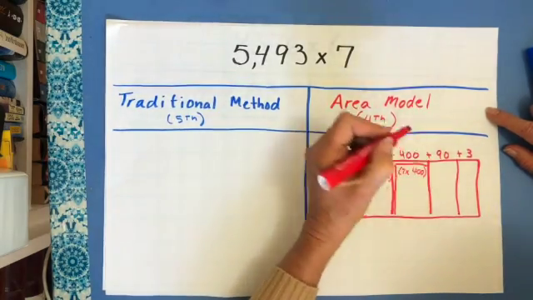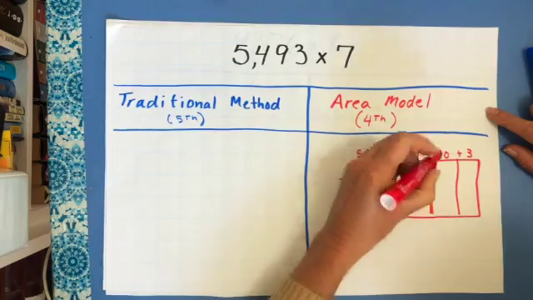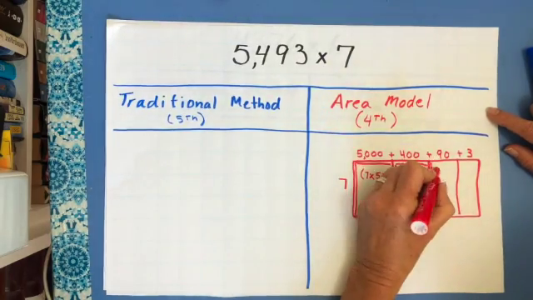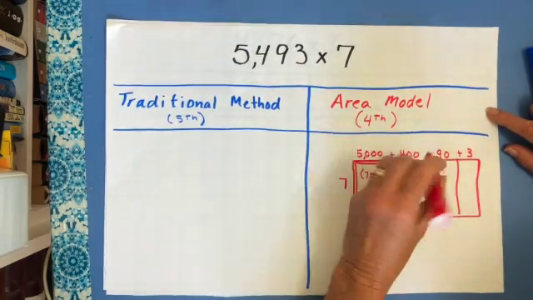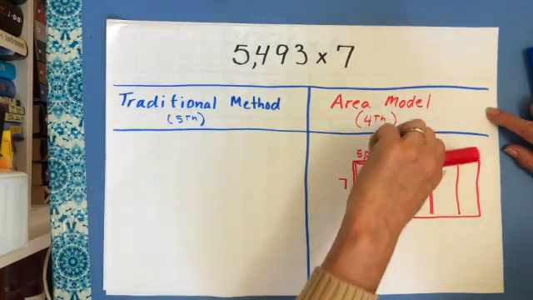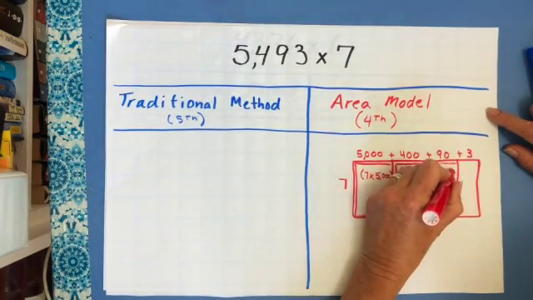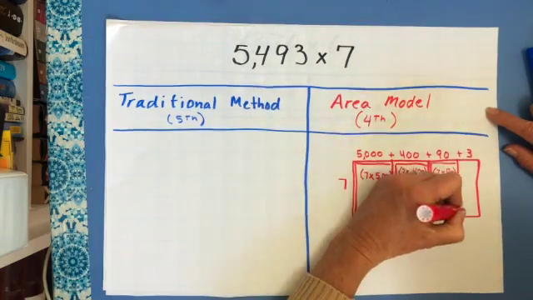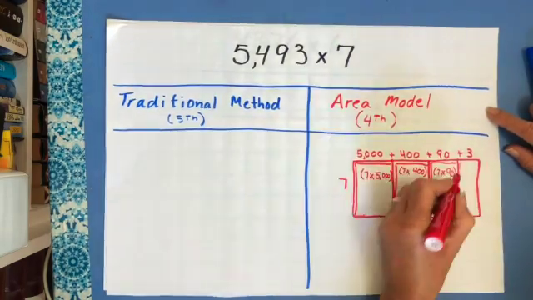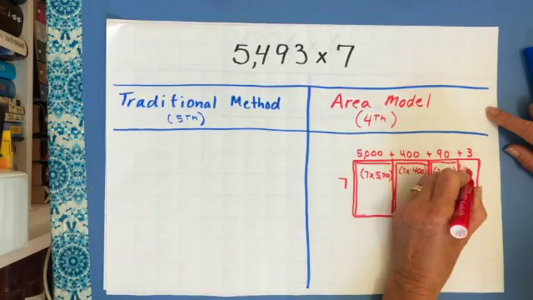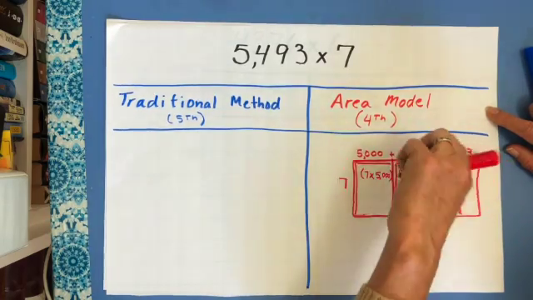Now I go to the next box. The length of this side is again 7 times the length of this side here, which is 90. Now I'm going to do the last one. The length of this side is 7 times the length of this side, which is 3.